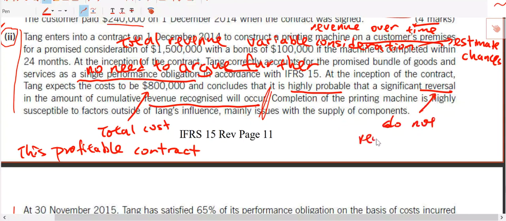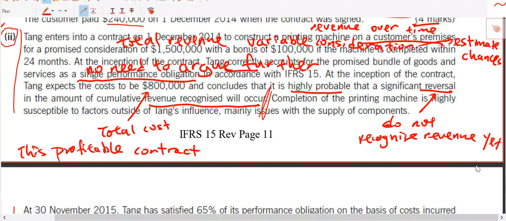Do not recognize revenue yet. If you see things like this, highly probable reversal of revenue will occur. Completion of the printing machine is highly susceptible to factors outside the company's influence, mainly issues with supply of components.